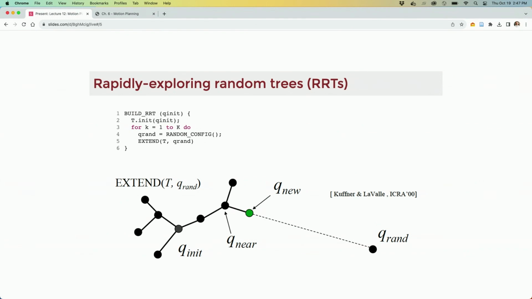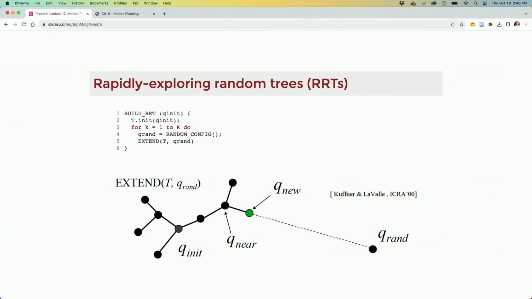Okay? So the algorithm is, you have a tree. It starts off with a point, but think of the steady state where you've got an initial tree. I'm going to draw a sample at random, find the closest point on my tree, and add a new element to the tree that's in the direction of the sample. That's it. That's the algorithm.